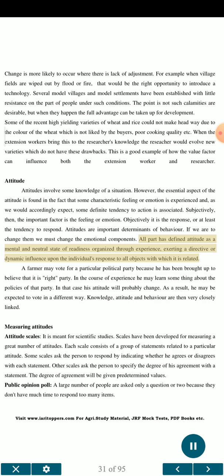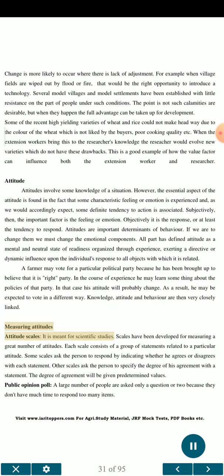Allport has defined attitude as a mental and neural state of readiness organized through experience, exerting a directive or dynamic influence upon the individual's response to all objects with which it is related. A farmer may vote for a particular political party because he has been brought up to believe that it is the right party. In the course of experience, he may learn something about the policies of that party. In that case, his attitude will probably change. As a result, he may be expected to vote in a different way. Knowledge, attitude and behavior are then very closely linked.